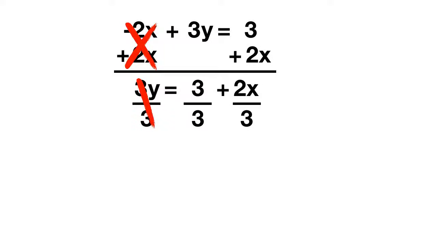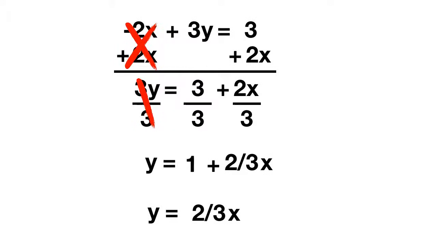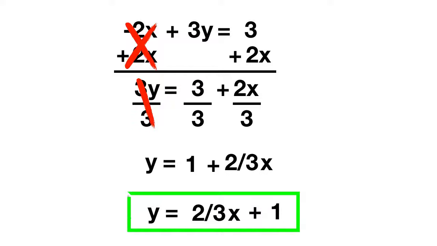The 3 over 3 cancels out. You're left with y. On the other side of the equal sign, 3 divided by 3 is 1 whole, and then you add 2/3 x. You have to change that around so it reads y equals first the x term, 2/3 x, then the constant term, plus 1. This is how you write the equation in slope-intercept form.